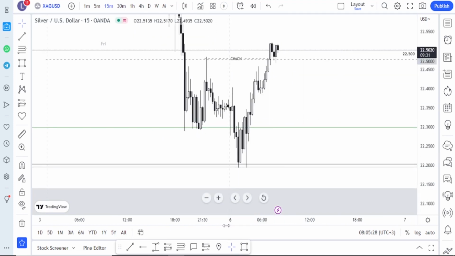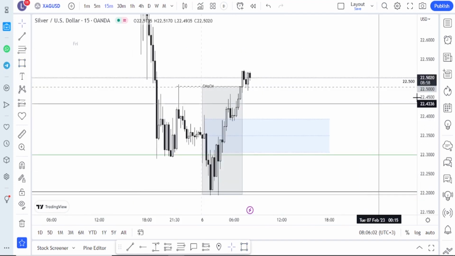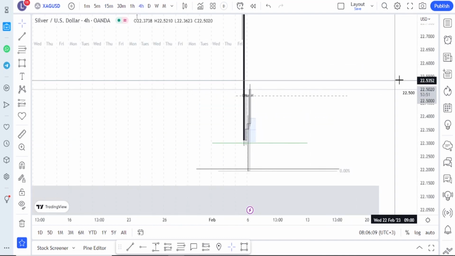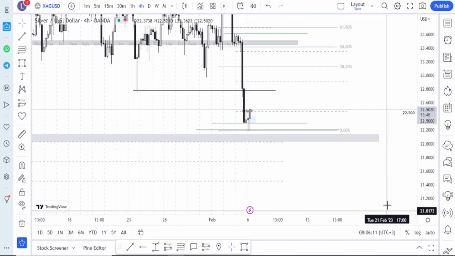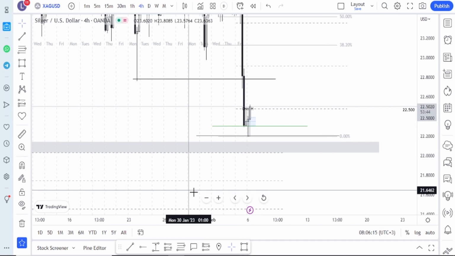So if we draw our Asian range, overall I'm expecting to sell, because that's what has the highest probability of playing out.